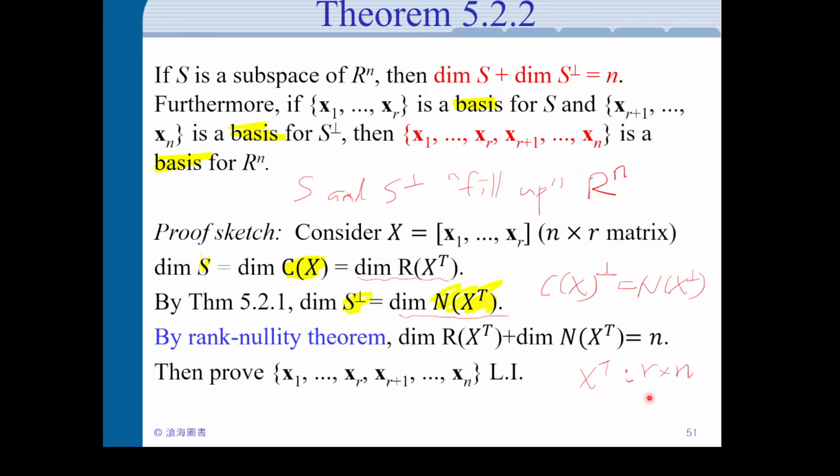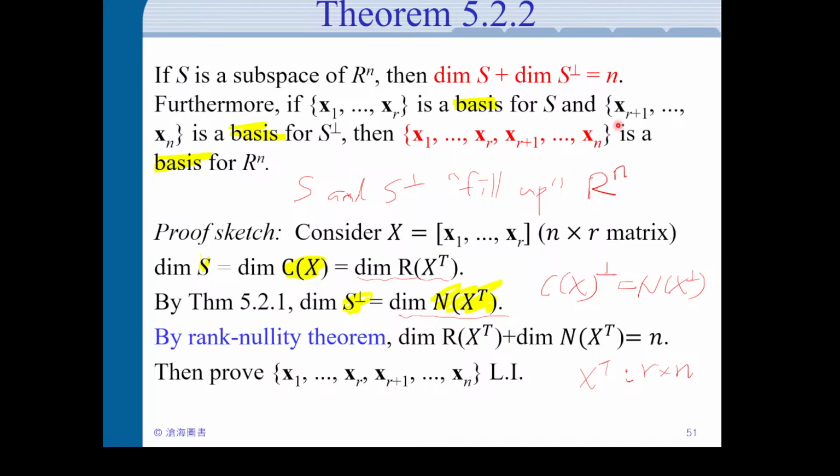Okay, so this is quite a technical proof, but we see that with the rank-nullity theorem, because S corresponds to some row space, and S perpendicular is some null space, then by the rank-nullity theorem, the dimension of them added together will become n. This is why the rank-nullity theorem is useful. It tells us that for every subspace in R^n, the dimension of it plus the dimension of its complement equals n.